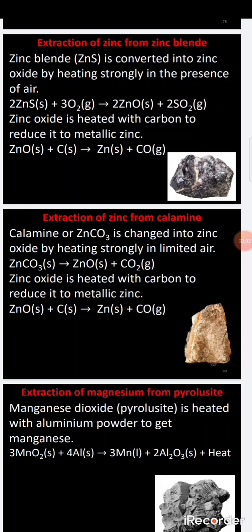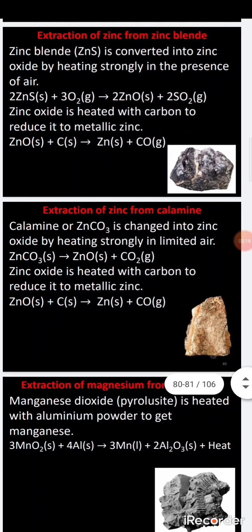Again I am repeating the same thing. The zinc sulfide, when heated strongly in the presence of oxygen, is converted into zinc oxide, and this zinc oxide is heated with carbon to reduce it to metallic zinc. So ZnO plus carbon, where carbon is in the allotropic form of coke, is used as a reducing agent. It is heated with the carbon to reduce the zinc oxide. Finally you will get zinc, and carbon monoxide gas gets liberated. This is how zinc is extracted from zinc blende.